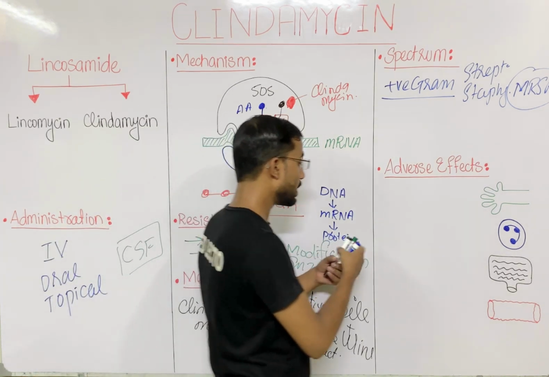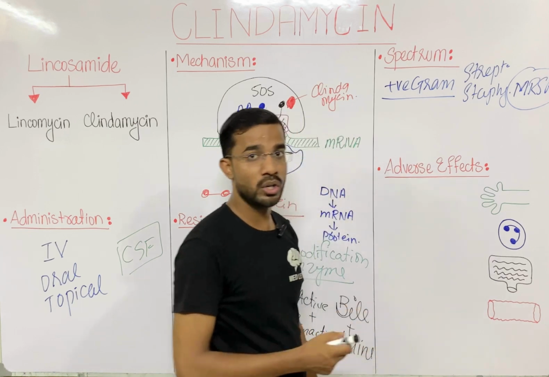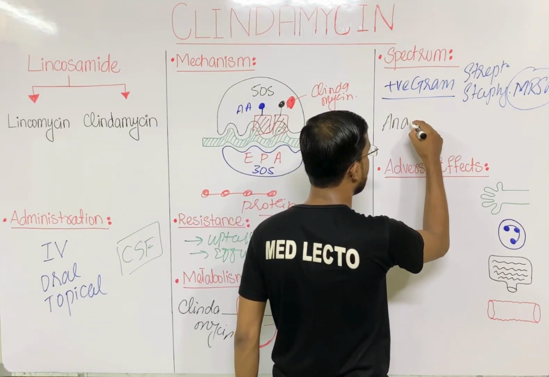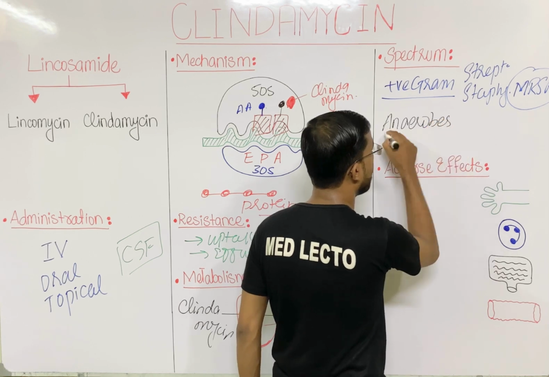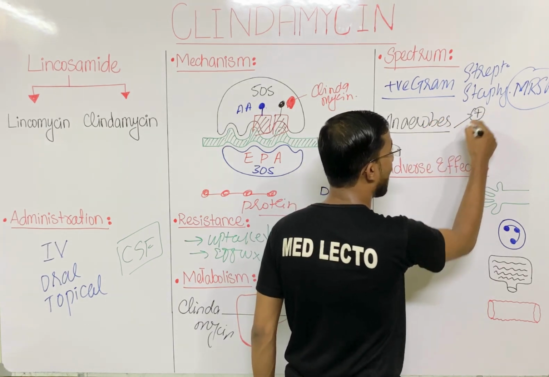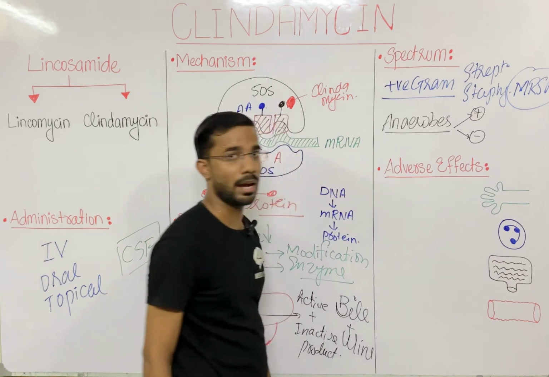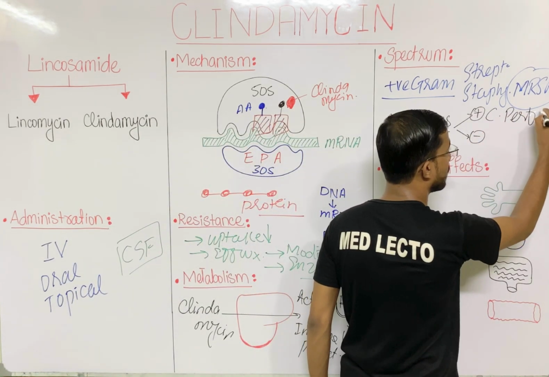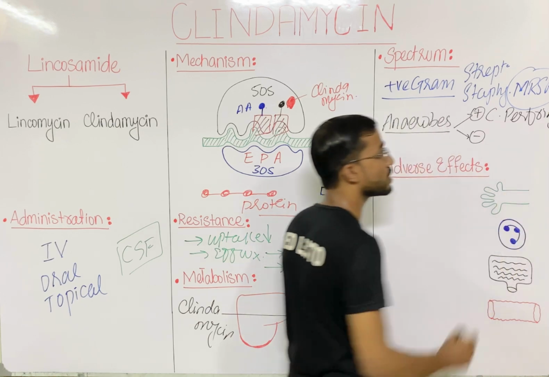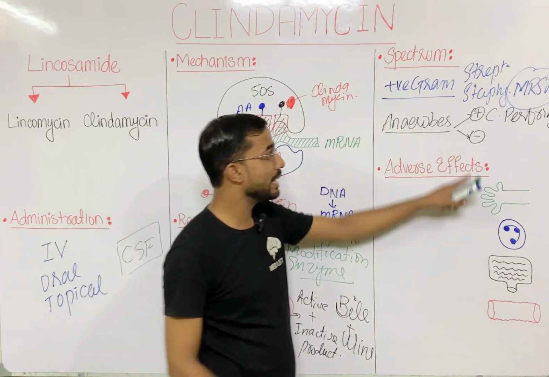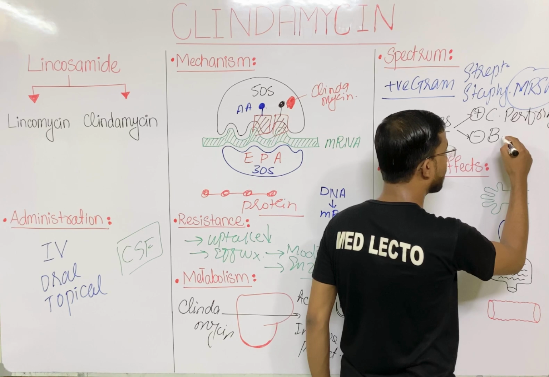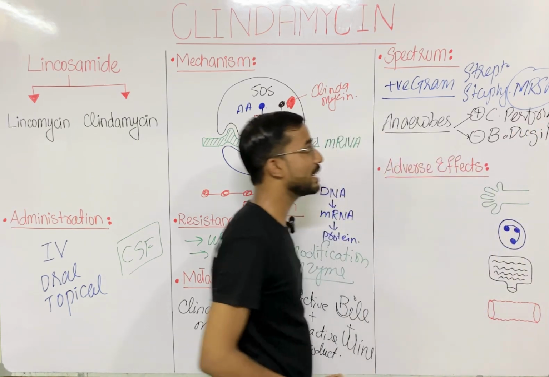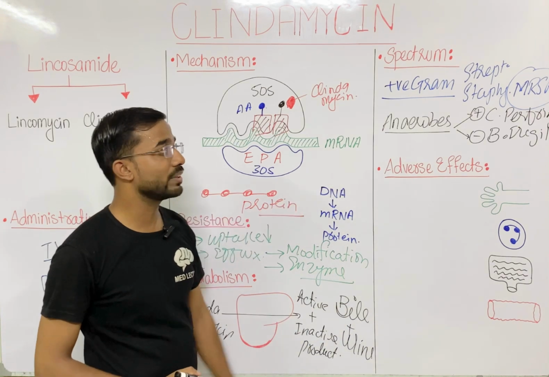Clindamycin is also good for the anaerobes and aerobes, both positive and negative bacteria. In the positive, you will see the Clostridium perfringens. And in the negative case, you will see the Bacteroides fragilis. So here are basically the different antimicrobial spectrum of the clindamycin.